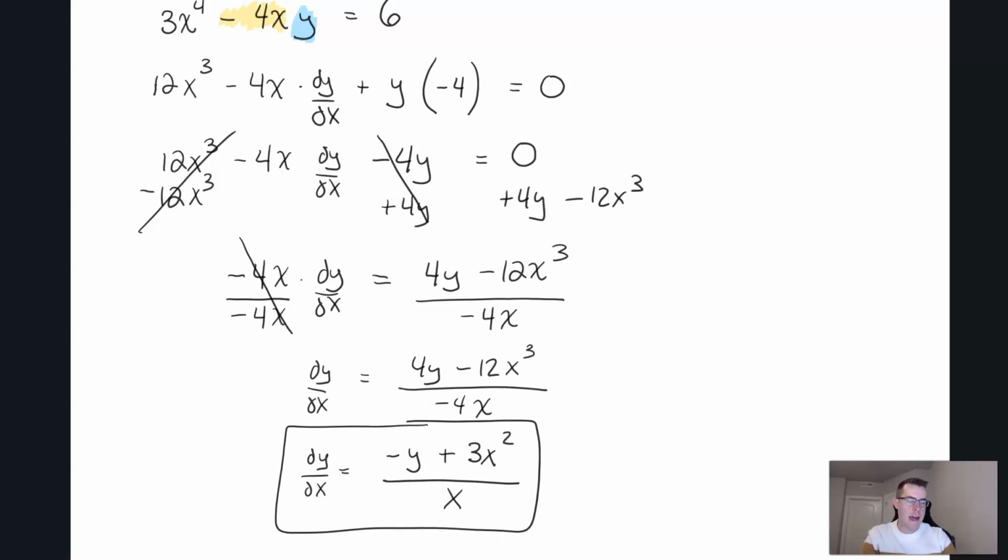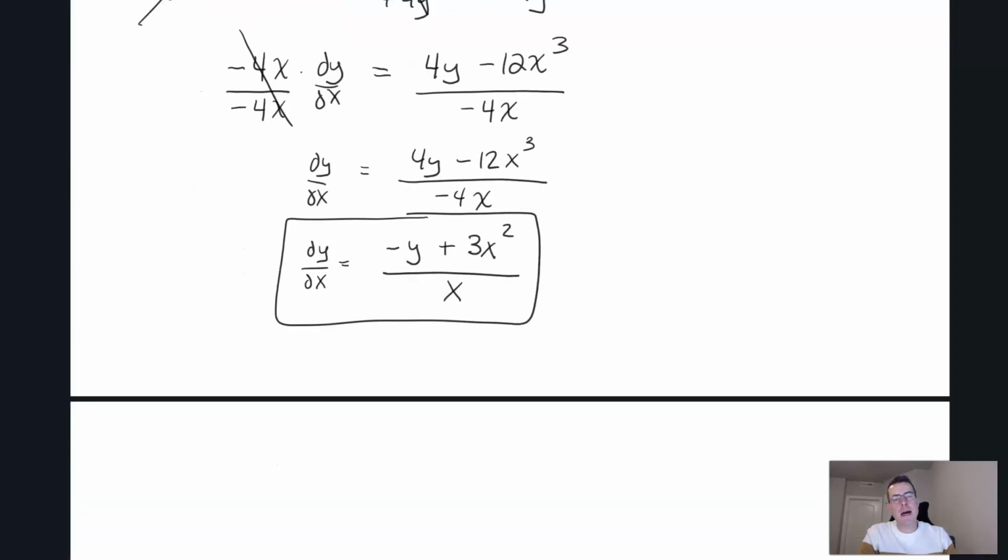Okay, so I just divided everything by negative 4. Now you could have just divided everything by 4 as well. That would have been the same answer, but it just looks a little cleaner if you divide everything by that negative 4 there. All right, so that's what we do if we have a product rule here.